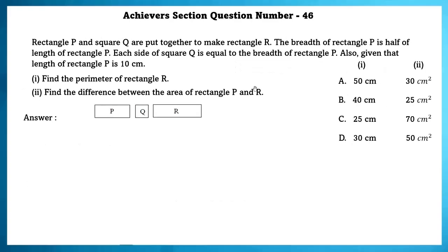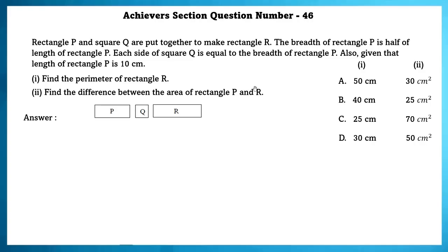Achiever section question number 46. Rectangle P and square Q are put together to make rectangle R. The breadth of rectangle P is half of the length of rectangle P. Each side of the square Q is equal to breadth of rectangle P. Also given that length of rectangle P is 10 centimeters. First one, find the perimeter of rectangle R. Second one, find the difference between the area of rectangle P and rectangle R.